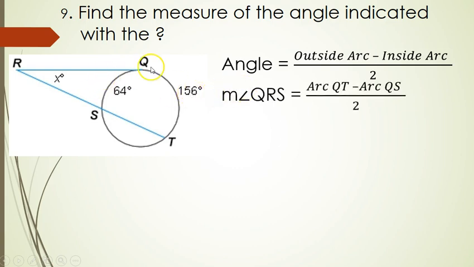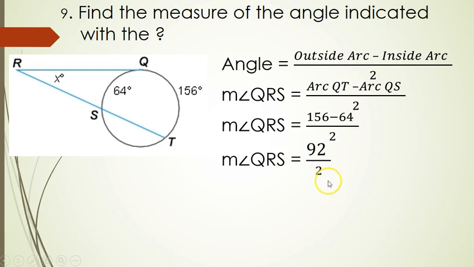So we're going to find the measure of angle QRS by taking arc QT and subtracting from it QS, and dividing it by 2. So we're going to take the 156 minus the 64, divided by 2. That gives us 92 divided by 2, which is 46 degrees. And that would be our X or our question mark, whichever way it appears.